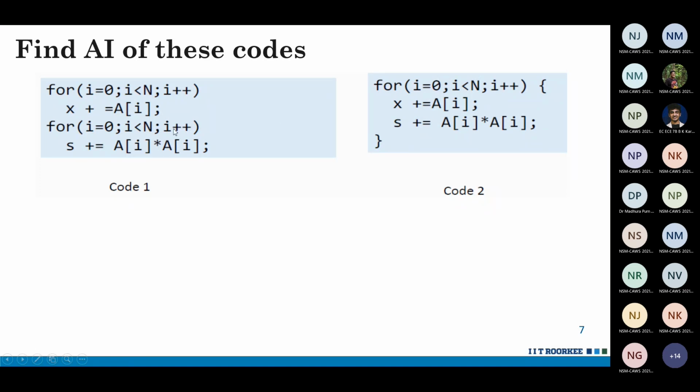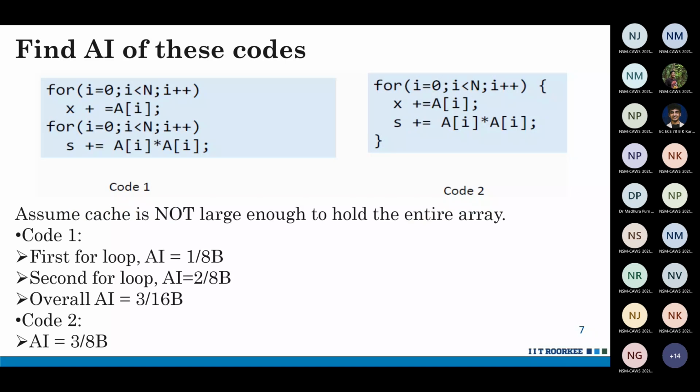These two codes are functionally similar, but they will have different AI. Here we can see that we have separate for loops for both the computations. So we will first calculate the AI for the separate loops. For the first loop, we are doing one computation in each iteration, and in each iteration we are fetching 8 bytes. So AI is 1 by 8. Similarly for the second loop, we are fetching 8 bytes and we are doing two computations. So we have AI equal to 2 by 8 bytes.